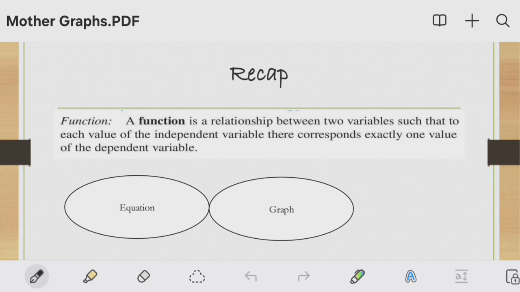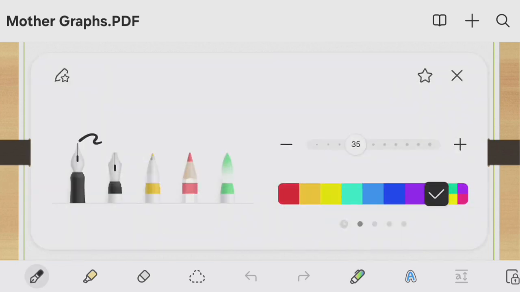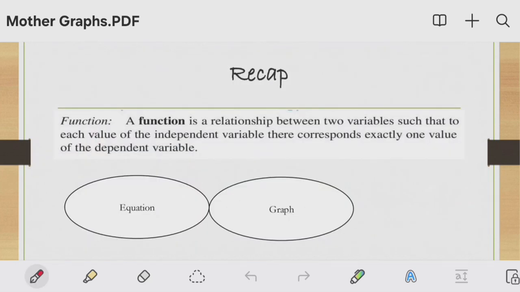Recall that in our previous session we defined what exactly a function is. One of the things we said is that a function is a relationship between two variables. That is why we are going to have the Cartesian plane to work with most of the time, because we will be looking at two variables. One, the x-axis, which is horizontal. The other, the y-axis, which is vertical.